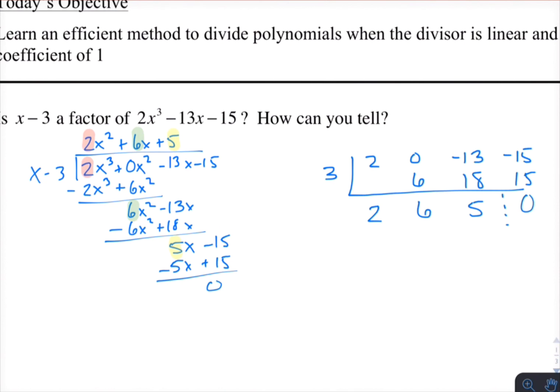Now, what's the degree of the quotient? Well, the degree is going to be 1 less than the dividend because we've only divided by x to the first. So if I start with an x cubed, my quotient is x squared. If I start with x to the 7th, my quotient is x to the 6th. So we know that this is 2x squared plus 6x plus 5.